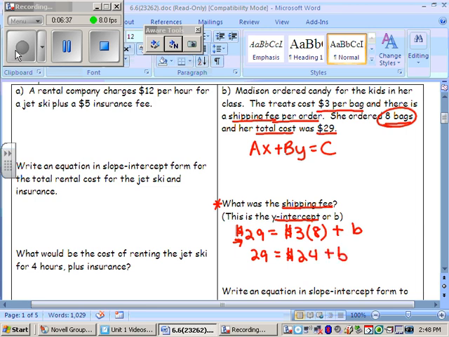So the question is, in order to have a total of $29, what would that shipping fee have to be? Now most of you could figure that 24 plus $5 would give you that 29. So b, or the shipping fee, is $5. Now notice we really did not use standard form for this problem.